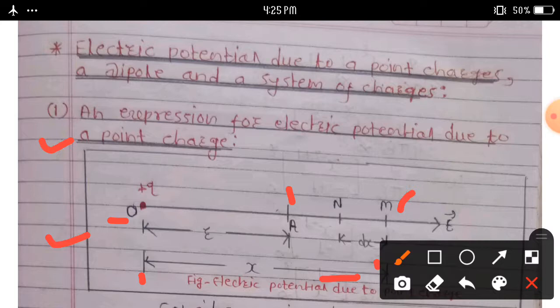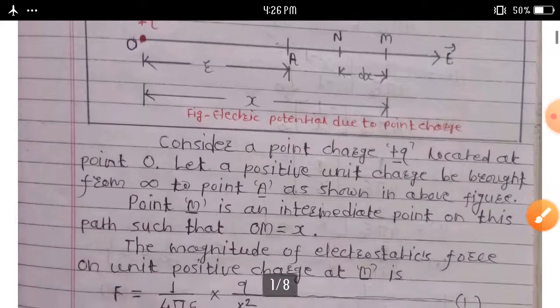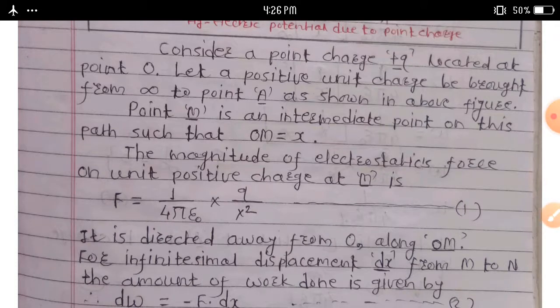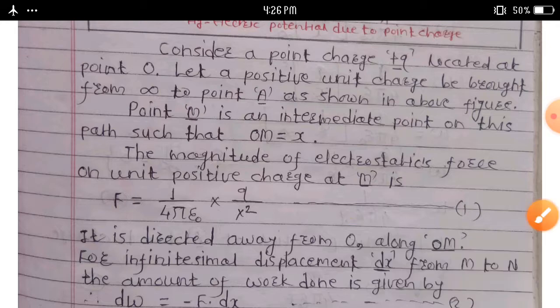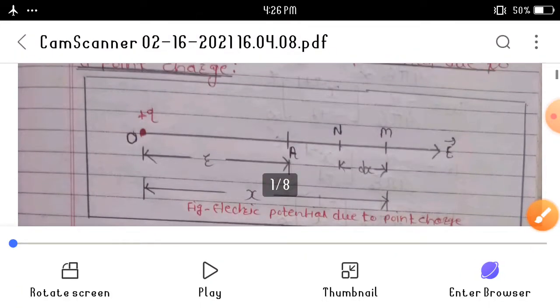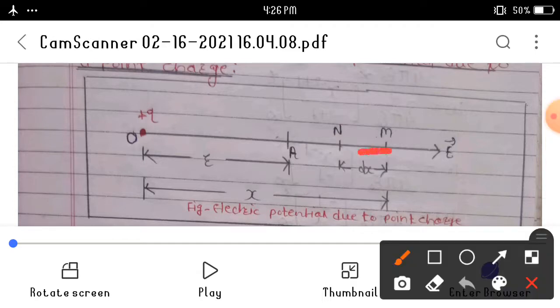Then the magnitude of electrostatic force on the unit positive charge at M is given by F is equal to 1 upon 4 pi epsilon naught into Q upon x square. Consider this equation 1. It is directed away from O along OM. For an infinitesimal displacement dx from M to N, see this diagram.